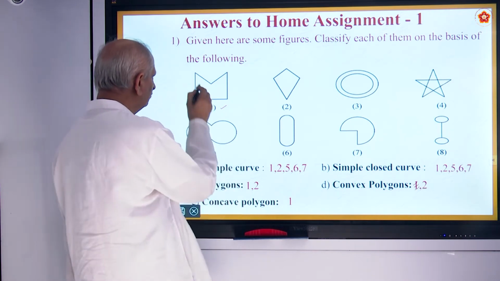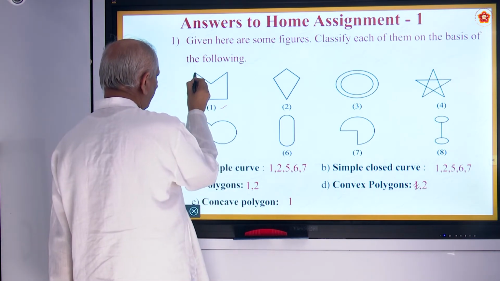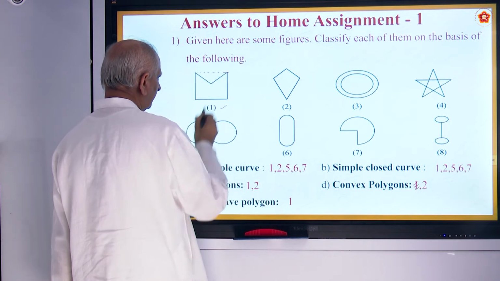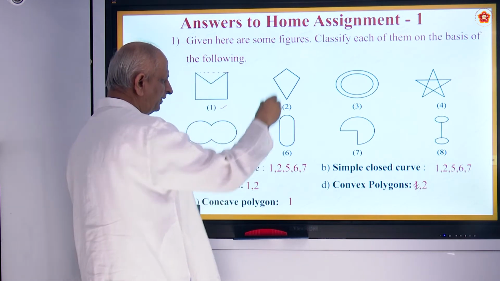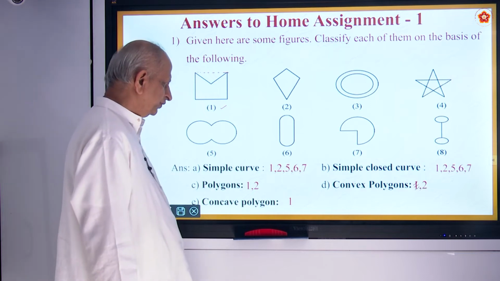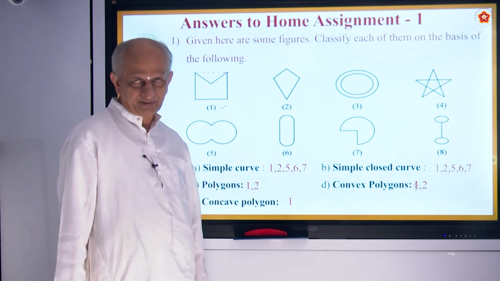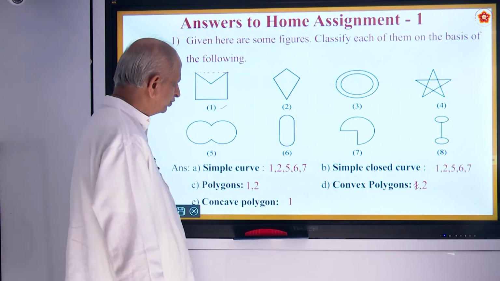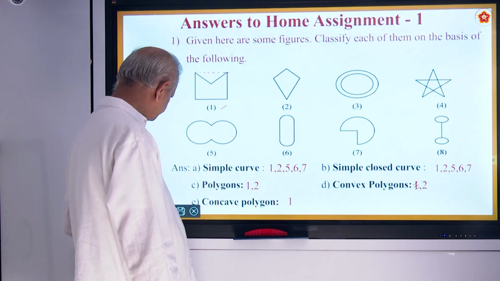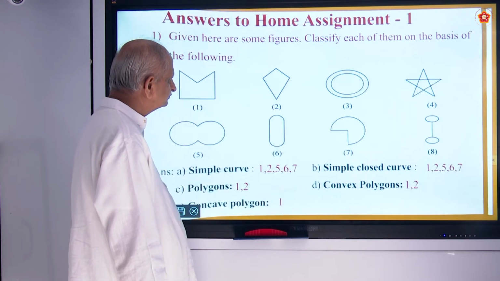Why is it called concave? Because one of the diagonals is outside the figure. Here all diagonals will be inside. So this is what you have to classify. Is it okay? Shall we go to the second problem? Okay.